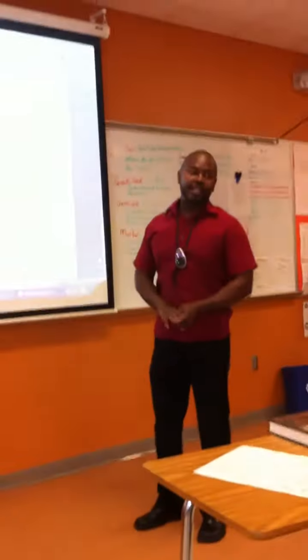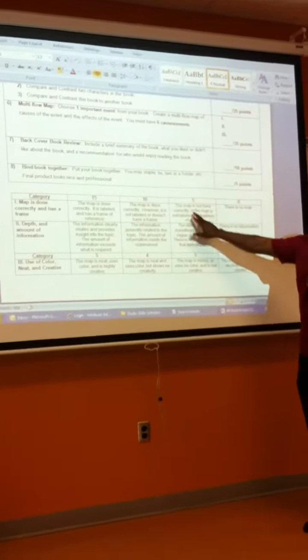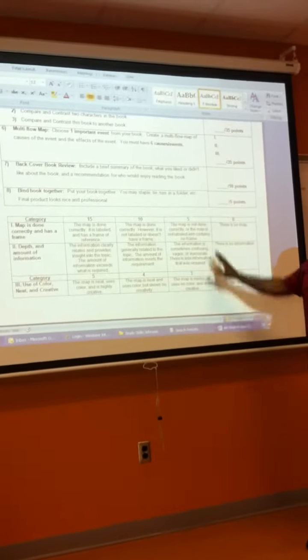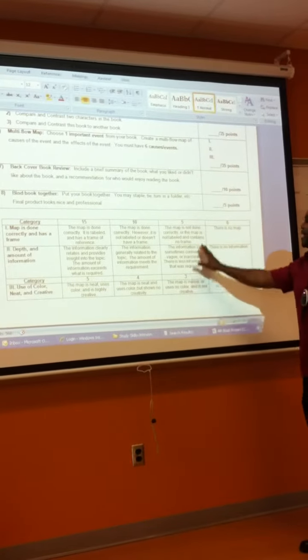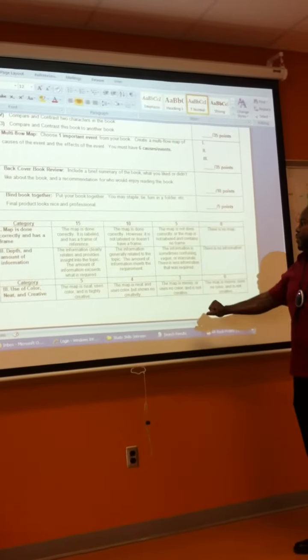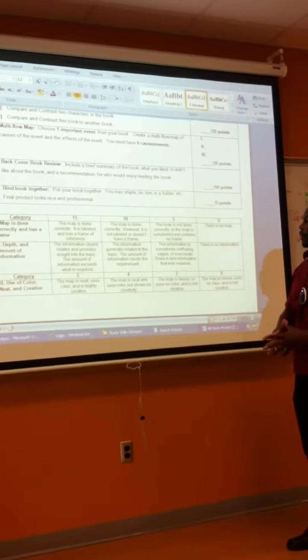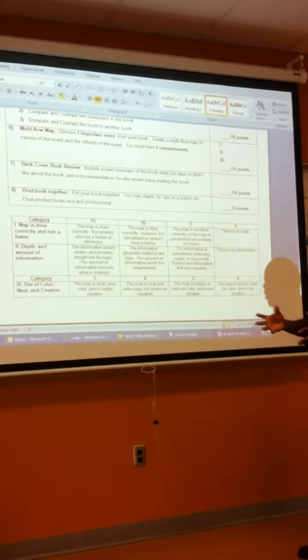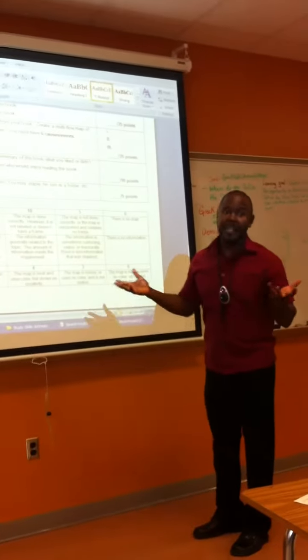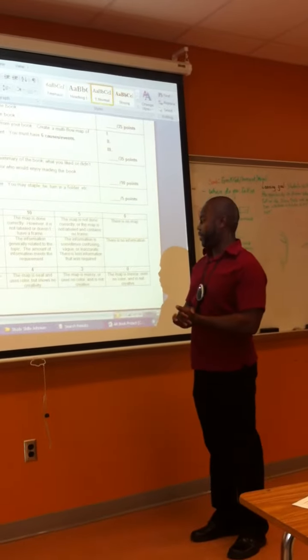The map is neat. It uses color but shows no creativity. Only 4 points awarded. The map is not done correctly, and the map is not labeled, contains no frame. 5 points awarded. The information is sometimes confusing, it's very vague, it's inaccurate, and the information that was there was not required. Only 5 points are awarded.